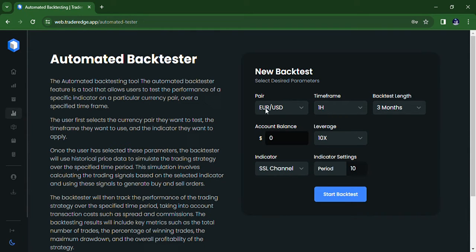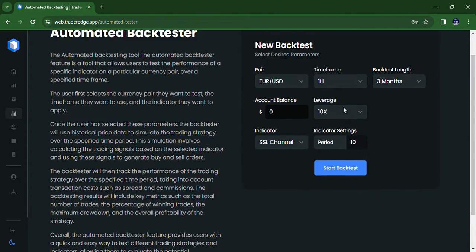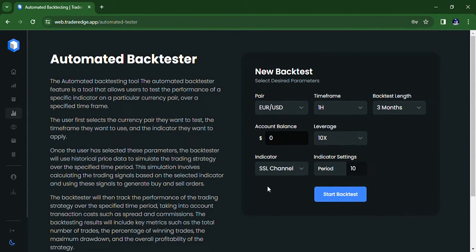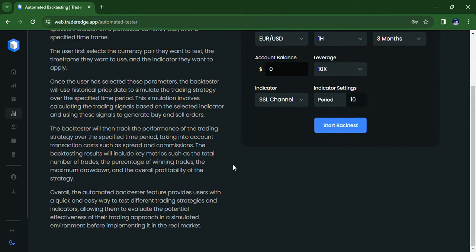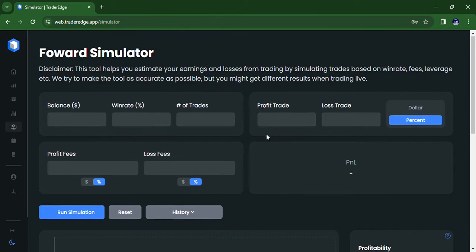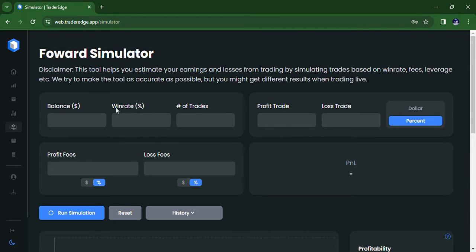And here it is, it is the automated backtest. You can backtest with many indicators over here. There are different pairs you can choose, like EUR/USD, and different time frames you can backtest. This is the automated backtester. This is also good for researching which indicator is working well.